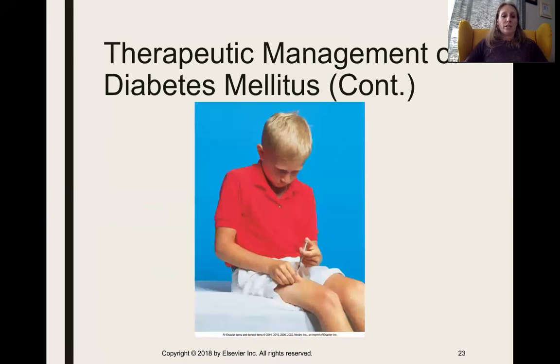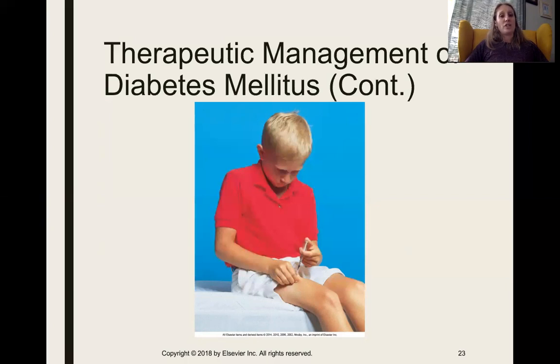Here's just a little picture of a school-age kid. You can tell this was the 80s, early 90s, before the fabulous insulin pumps were readily available. But school-age kids can give themselves their injections. They can administer their own insulin, and they can take their own blood glucose.